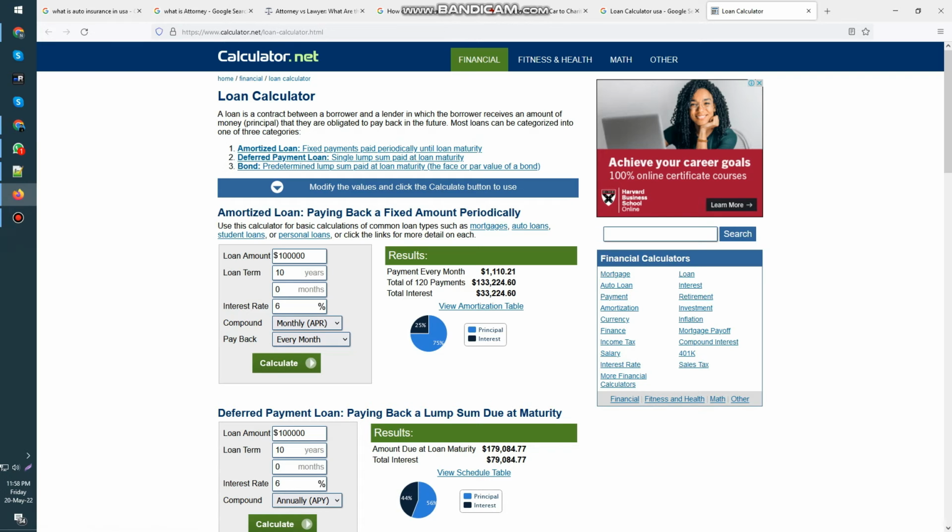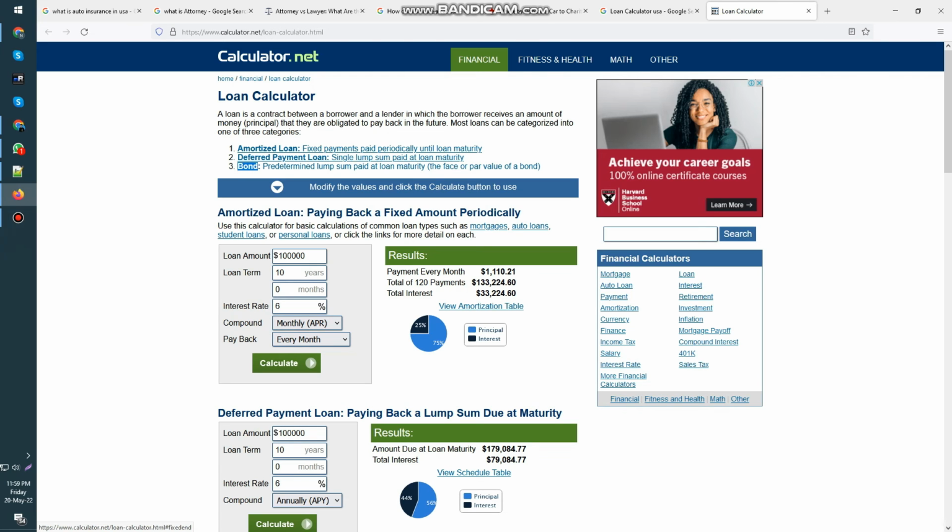Number one, amortized loan, fixed payment paid regularly until loan maturity. Number two, deferred payment loan, a single lump sum paid at loan maturity.